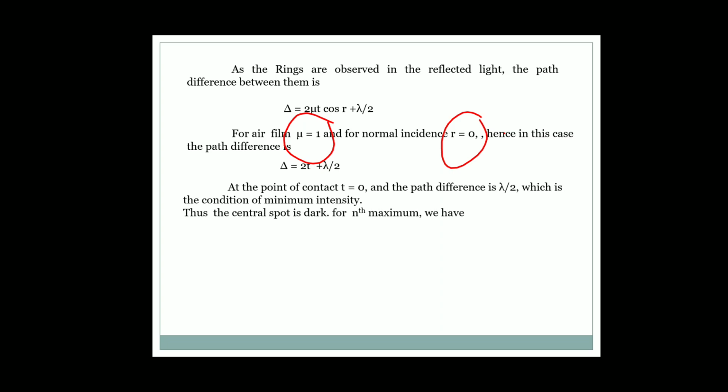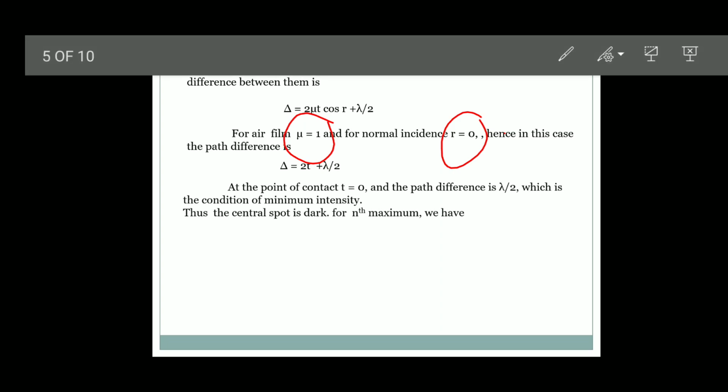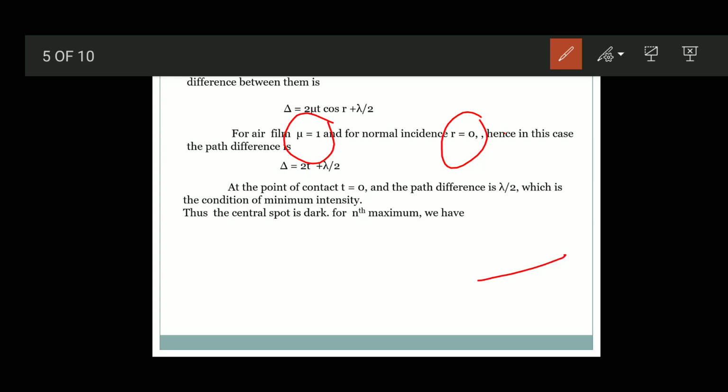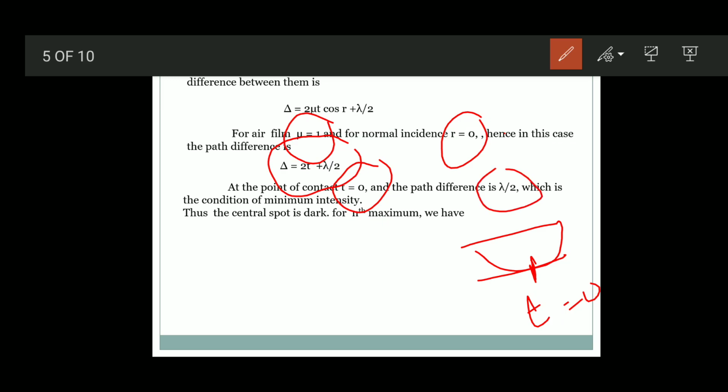At the point of contact between this glass plate and curved surface, t is equal to 0. So t equal to 0 means the path difference delta is equal to lambda by 2. So lambda by 2 is the condition for a dark ring, so the central spot is dark.